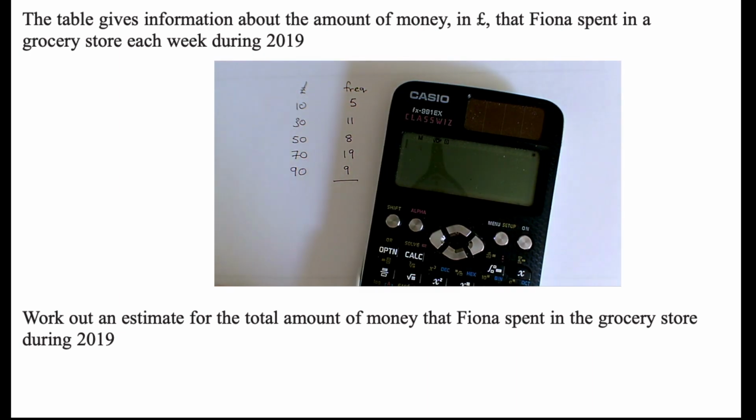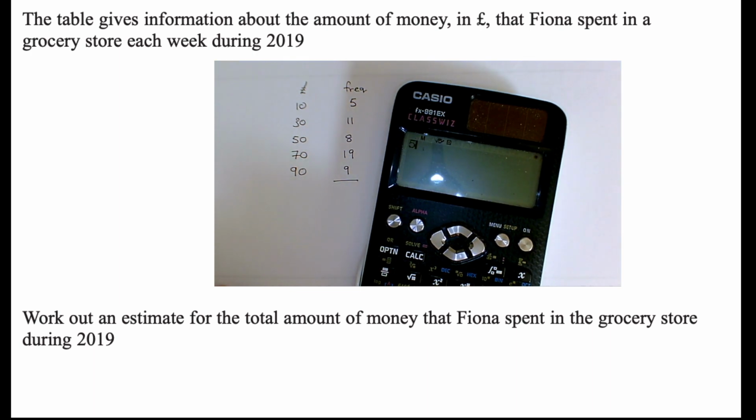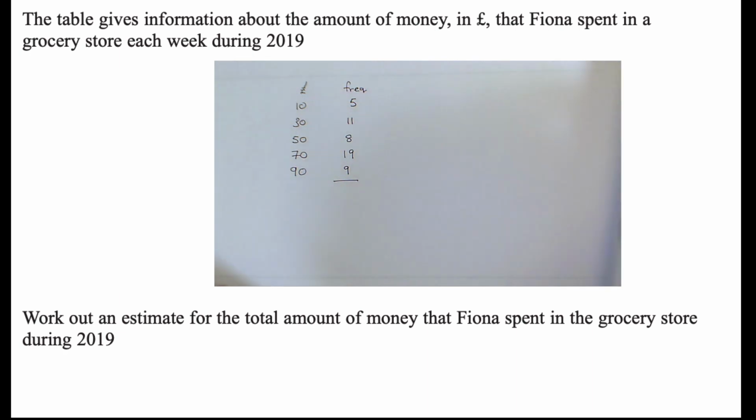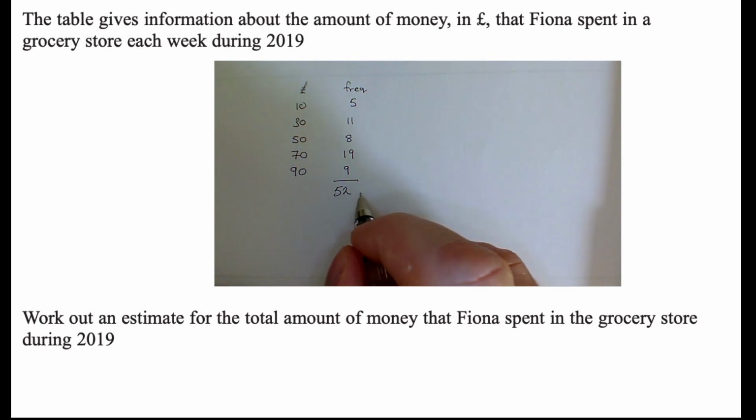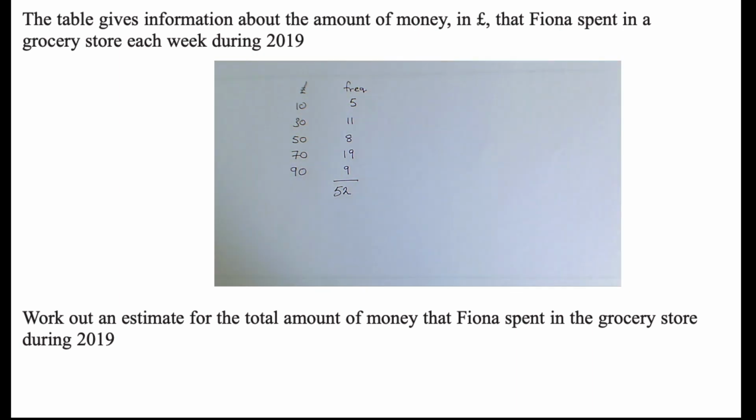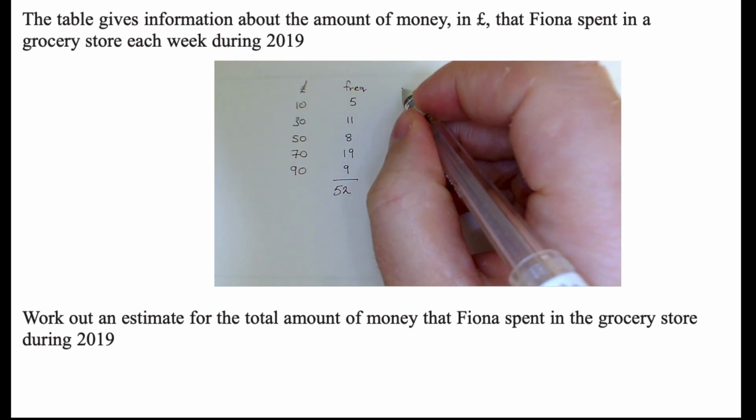Those are the midpoints. Now, if I've been shopping 5 times, and I'm estimating £10 each time, that means I must have spent £50 in those 5 shopping trips. But how many trips did she make? Well, we did know there's 52 weeks in a year, but it's worth checking. Maybe she didn't go shopping every week, so you should add up the frequencies and just check that you can find out how many times she went shopping.